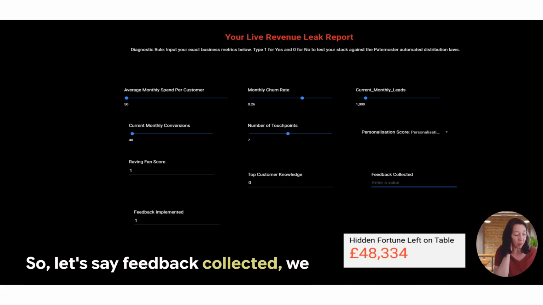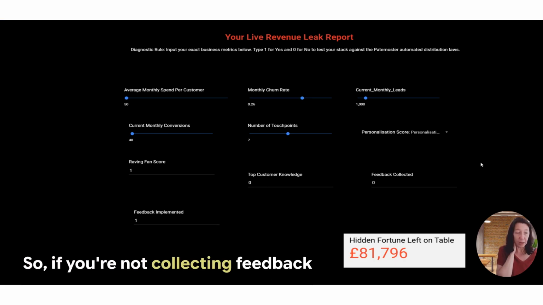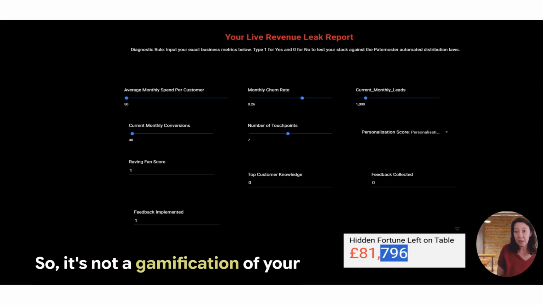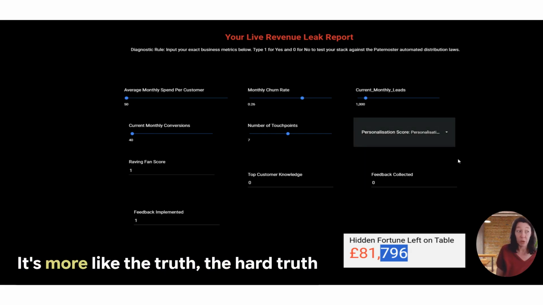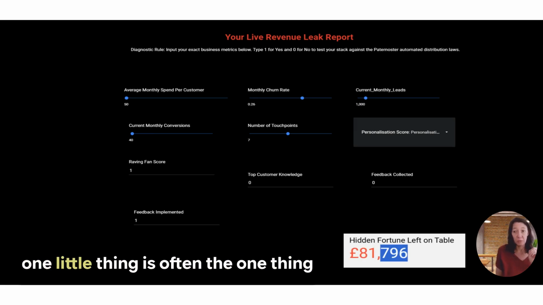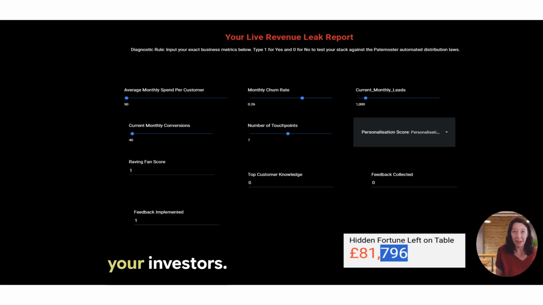So let's say feedback collected. We don't collect feedback. It's gone up. So if you're not collecting feedback from customers, that's actually going up massively. So it's not a gamification of your revenue system architecture. It's more like the hard truth that I want people to see, that changing one little thing is often the one thing that will make the difference between making a profit or actually hiding from your investors.